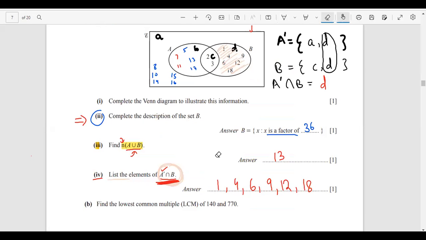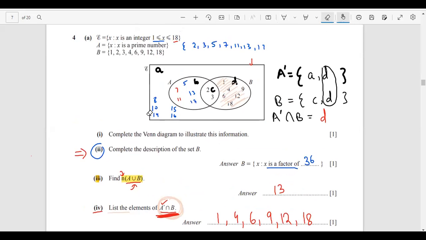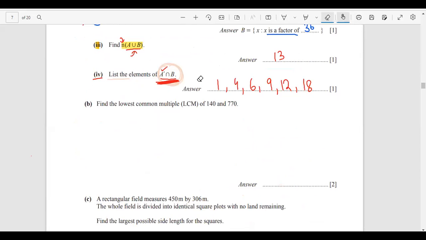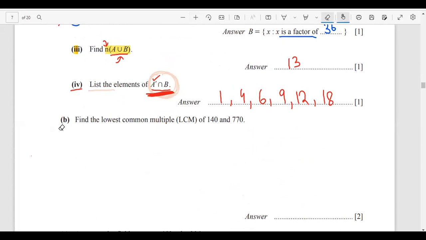Acha. Okay. So this was basically the chapter of sets. ठीक है, इसका next part is about LCM. Let's do this one as well because we are done with the first chapter. ठीक है, अभी हम सिर्फ B करेंगे, C part नहीं करेंगे because we have not covered that. अच्छा, okay. Now it says find the lowest common multiple, that is the LCM. ठीक है, हम LCM कैसे find करते हैं हमें बताएं। दो numbers हैं 140 and 770.